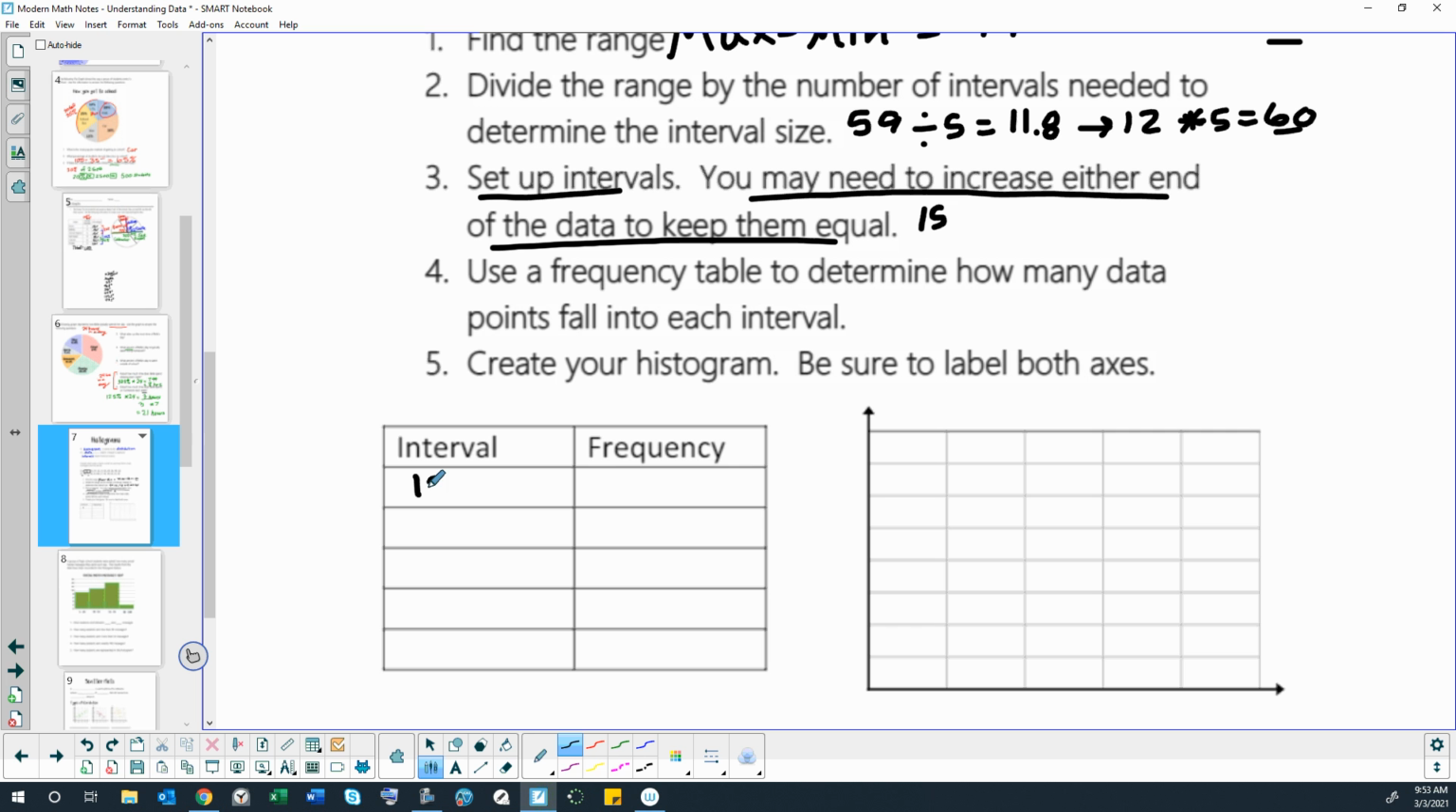So this one will be 15, and then we add 11. What's 11 plus 15? Sorry, I'm just figuring out what I wanted to write here. Start at 15, add 11 to get 12 numbers in each group.